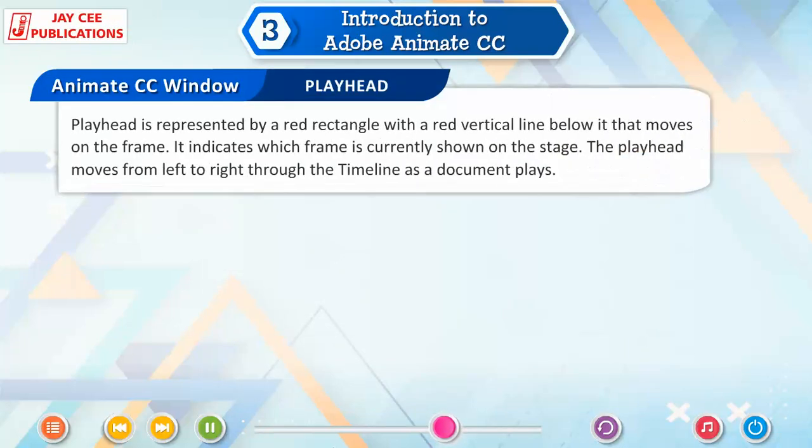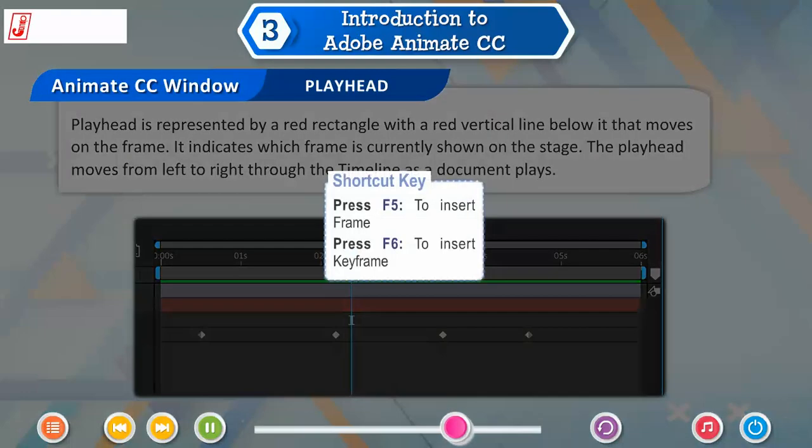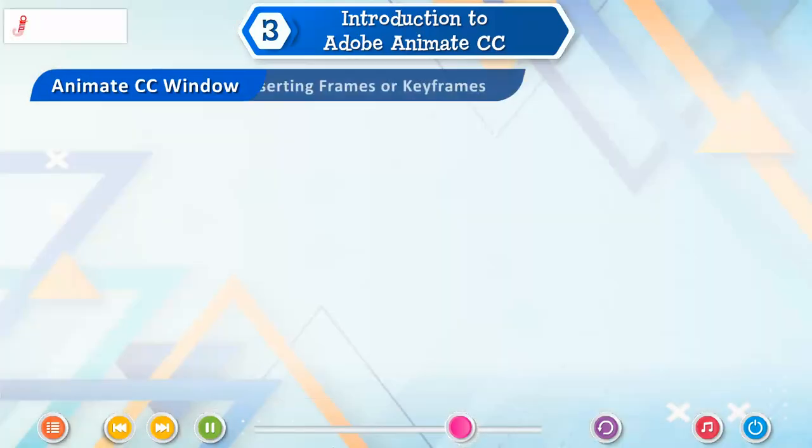Playhead. Playhead is represented by a red rectangle with a red vertical line below it that moves on the frame. It indicates which frame is currently shown on the stage. The playhead moves from left to right through the timeline as a document plays. Shortcut key. Press F5 to insert frame. Press F6 to insert keyframe.